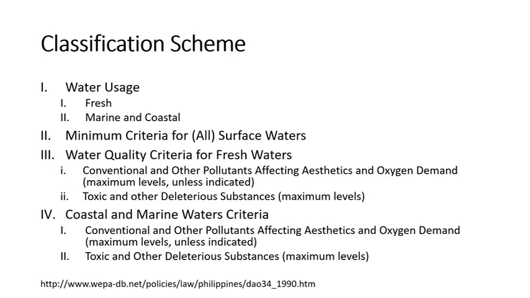All right, and then the next part, part three, is the water quality criteria for fresh waters, and that includes the conventional pollutants and the toxic substances. And then part 4 is the coastal and marine waters criteria, which also has conventional pollutants and your toxic pollutants.